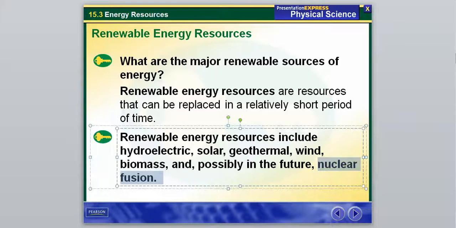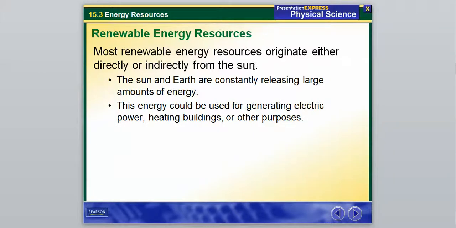Most renewable energy resources, either directly or indirectly, originate from the sun. So the sun, again, is a big driving source, our main source of energy. All of our renewable energy resources most likely originate in some way from the sun. The sun and the earth both are constantly releasing large amounts of energy, so we just need to figure out a way to harness it, because this energy could be used for generating electric power, heating buildings, or other purposes. So like I said, those non-renewable energy sources are not going to be around forever.